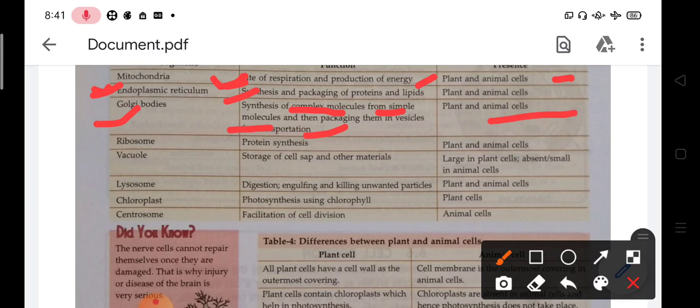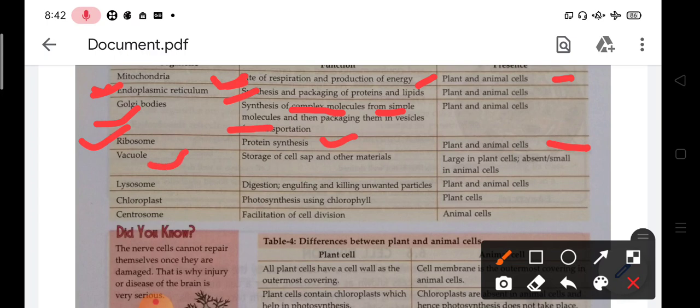Next we talk about is ribosomes. Ribosomes are small structures which are responsible for protein synthesis, because they make proteins, and ribosomes are also found in both plants and animal cells.